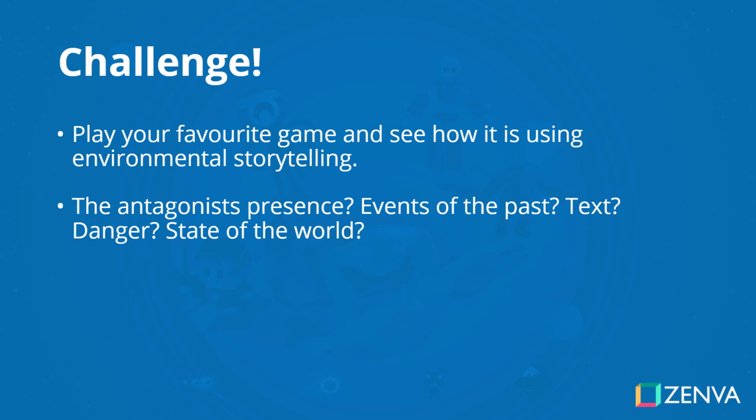Are there danger signs? Are there warning signs? Are there bodies on the ground, basically telling the player to go away? Is it using the state of the world? Is this a futuristic dystopian world? Is it a nice, clean, shiny sci-fi world where everything's perfect? Is it like a rundown sort of environment? What sort of world is this game, and what sort of theme is it trying to set?